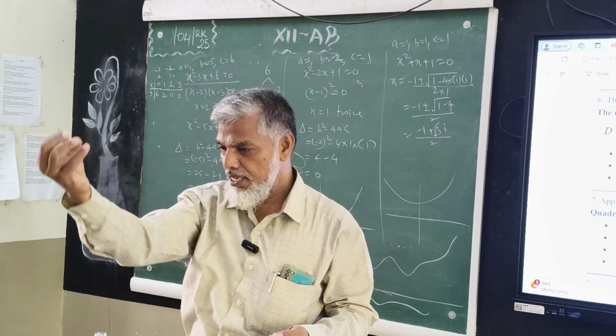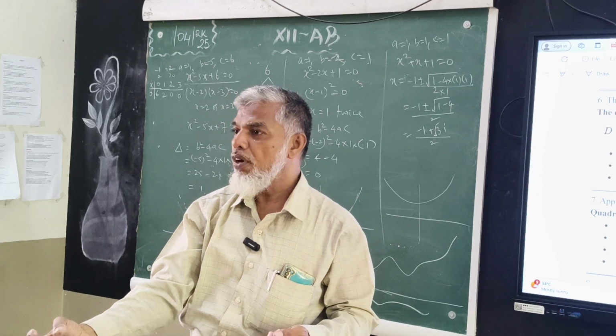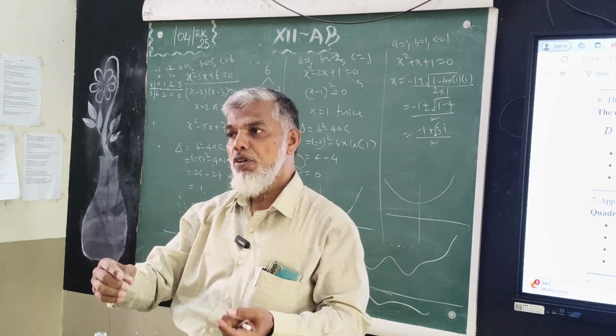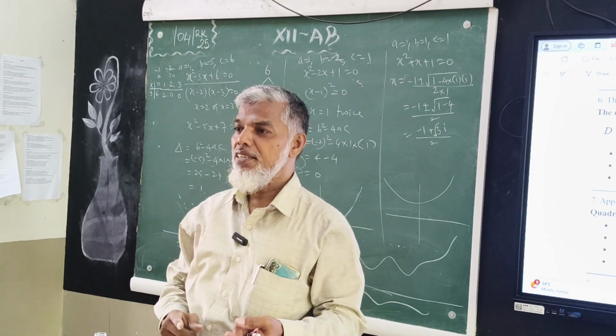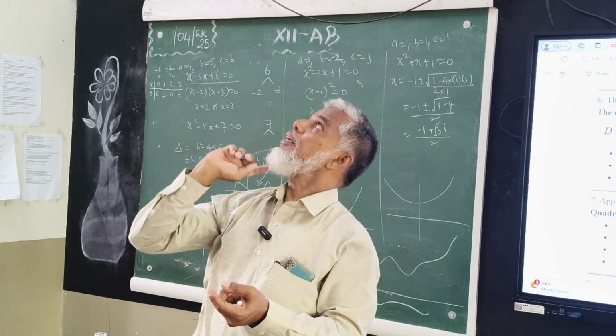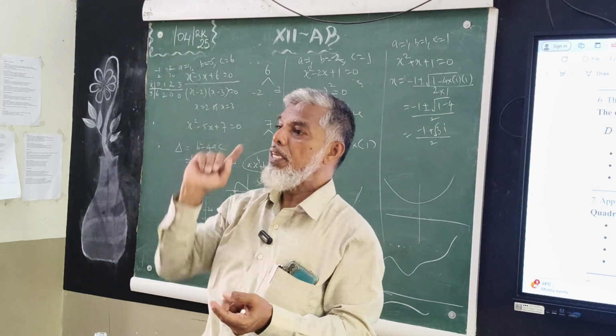Linear means exactly down, but free falling will not be exactly down. Even if you throw a ball, you can understand. If you throw a ball like this, then it will follow a parabola like this. The parabola will be like this.